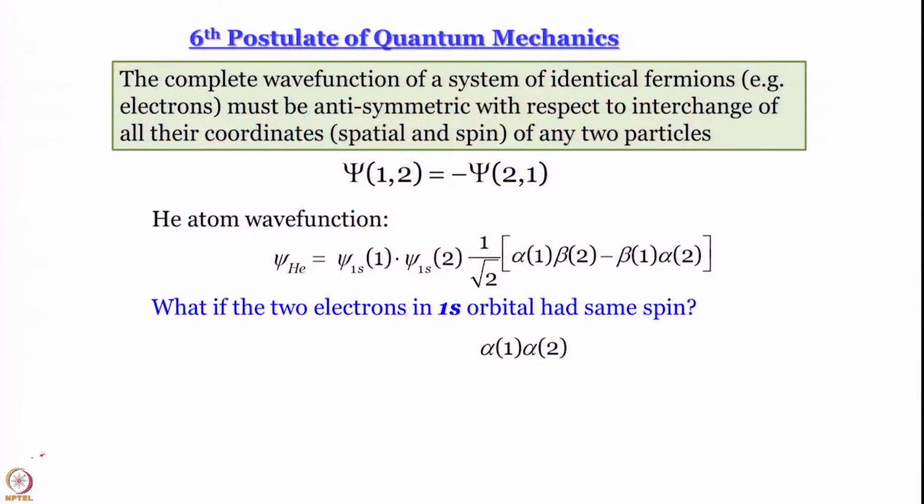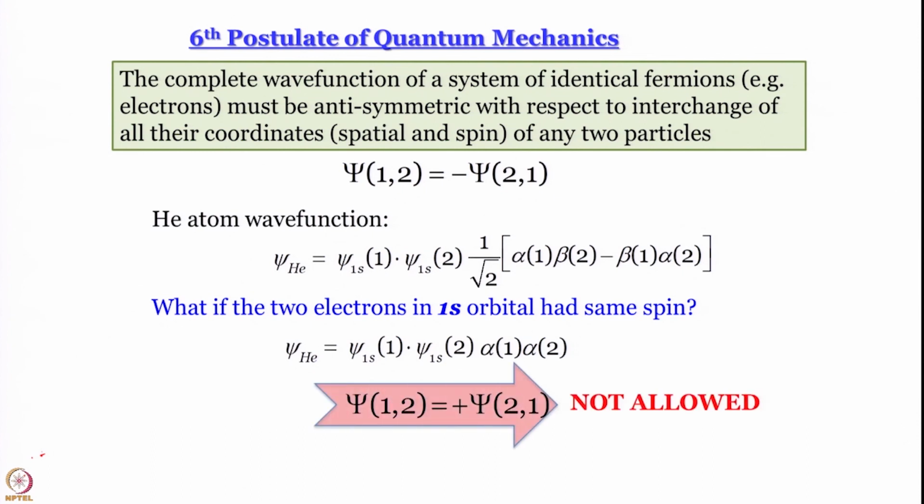So, now we are asking the question, what happens if 2 electrons in the 1s orbital have the same spin. It is like this: alpha 1 alpha 2 multiplied by psi He, which is equal to psi 1s1 multiplied by psi 1s2. See, this is symmetric with respect to exchange, is it not? Since it is symmetric, it does not stand the test of the 6th postulate of quantum mechanics, so it cannot be taken. Upon applying the exchange operator, you get back the same wave function, no change in sign. So, this is not allowed by the 6th postulate of quantum mechanics.